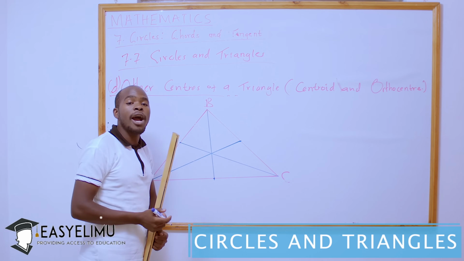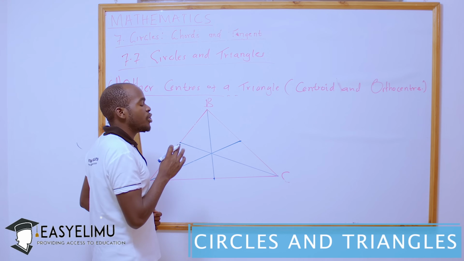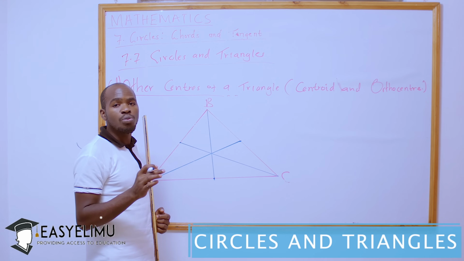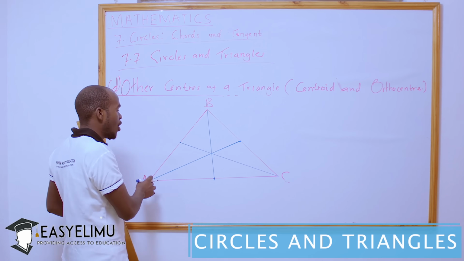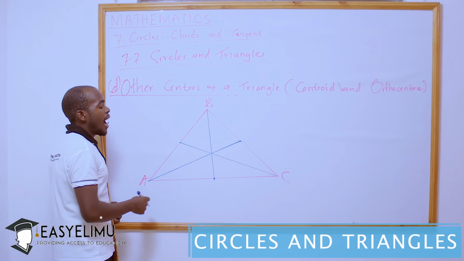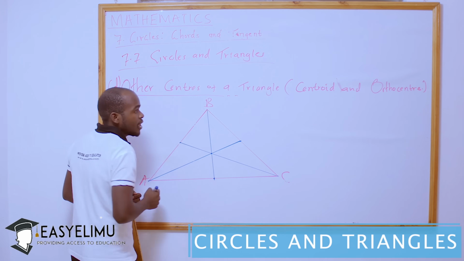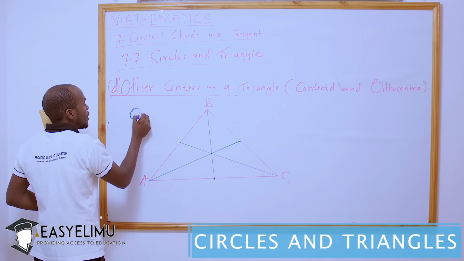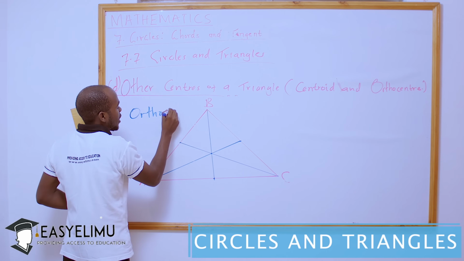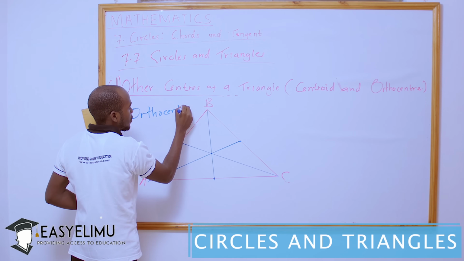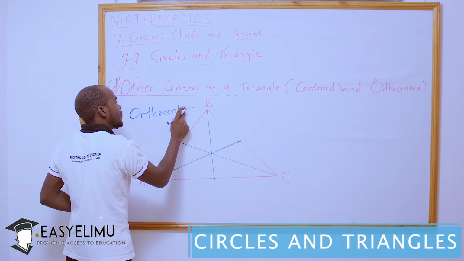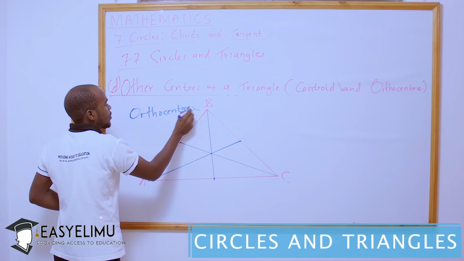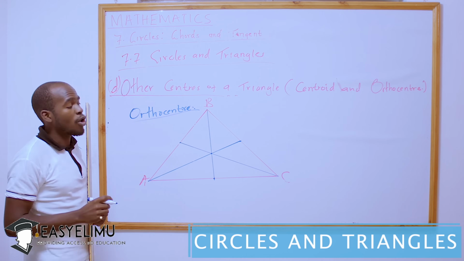If you have a triangle whose midpoints, or the lines joining the midpoints of each side and the opposite angle, intersect at this point, that is what we usually call an orthocenter. So this is what is referred to as orthocenter. This is orthocenter. That is what we call orthocenter.